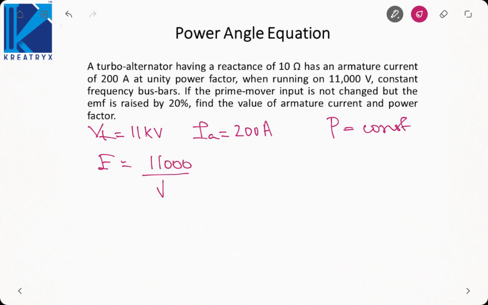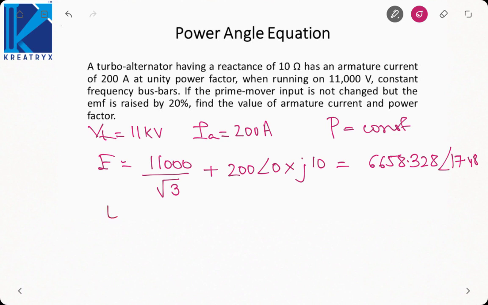EMF will be 11,000 by root 3 because it is star connected. Even if it is not mentioned, by default it is star. If it is given as delta, keep in mind that you do not have to divide by root 3. That is a very common mistake. Then unity power factor means angle of 0, into reactance 10 ohm. Resistance is not given, so we are neglecting it. This comes out to be 6658.328 at an angle 17.48. Now we have got delta.